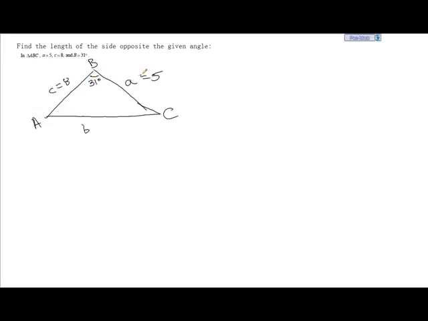Well, this appears to be a side-angle-side, so we'll call this a side-angle-side, and this tells us that we should go ahead and use the law of cosines. This is a problem that the law of cosines can handle. So the question is, what are we trying to solve for? We want to know what little b is.